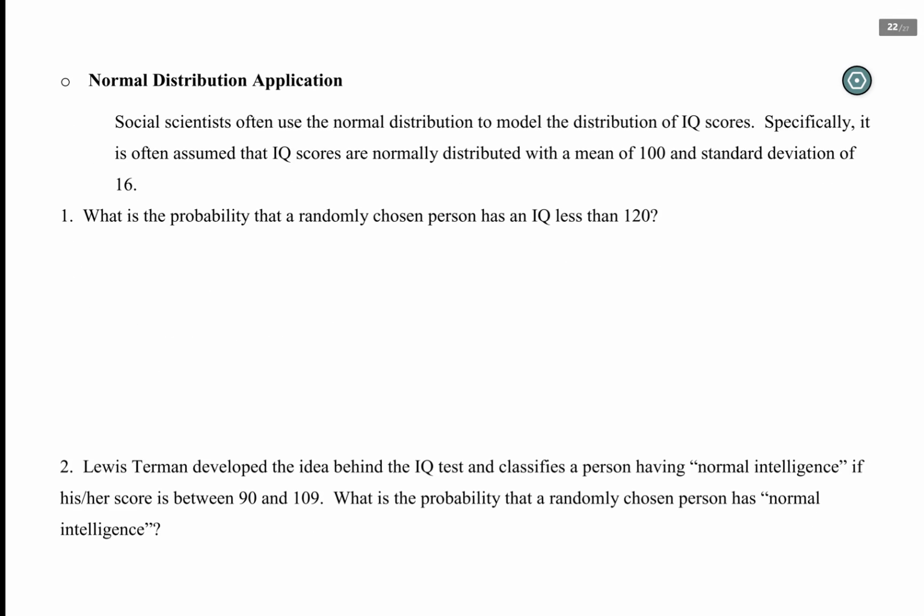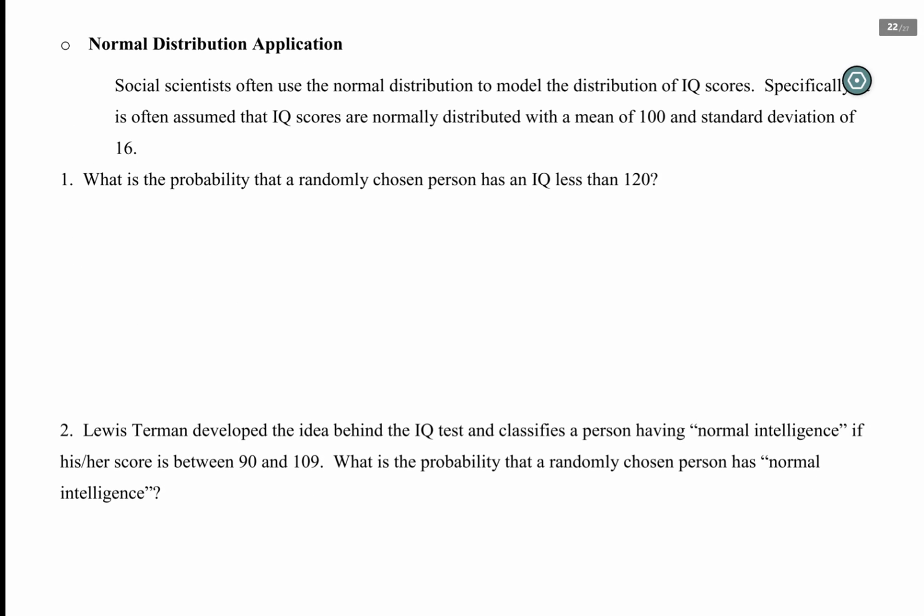All right, one more application for the normal distribution, then we'll wrap up the normal distribution here. It has to do with IQ scores. It's very common to model IQ scores with the normal distribution. So I'm going to let X be the IQ score here. The distribution of X is normal, or we are assuming it's normal, with a mean of 100 and a standard deviation of 16.